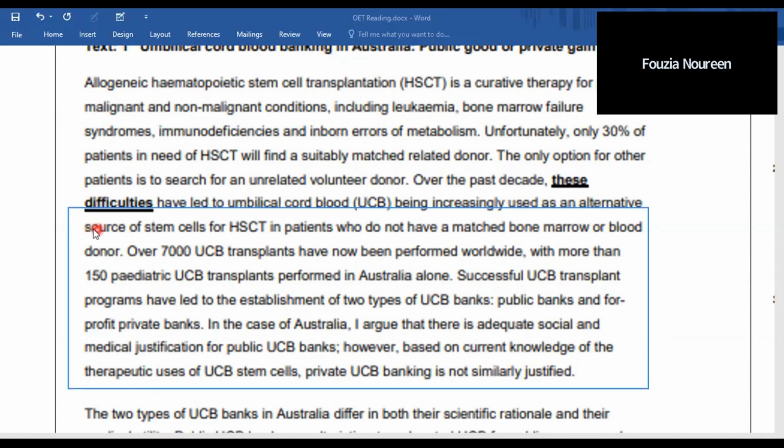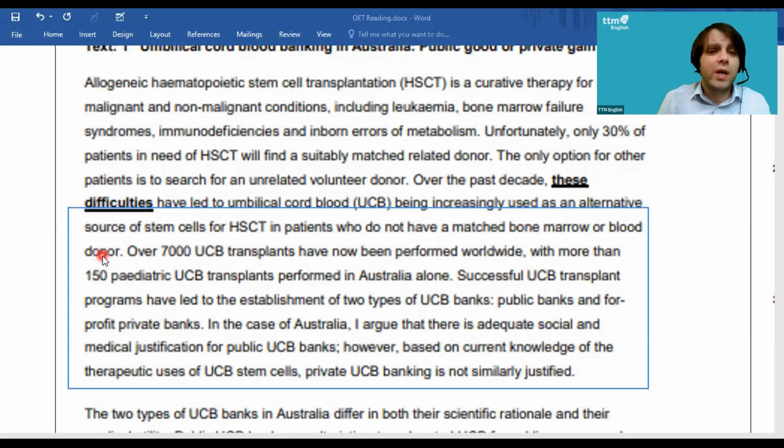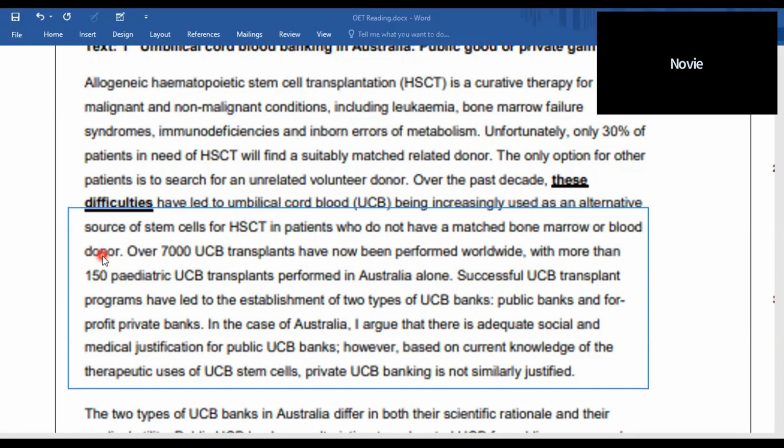Source of stem cells for HSCT in patients who do not have a matched bone marrow or blood donor. Stop there, guys. What's the question? What will be the main argument? What will be the author's argument? What is the argument of the author?